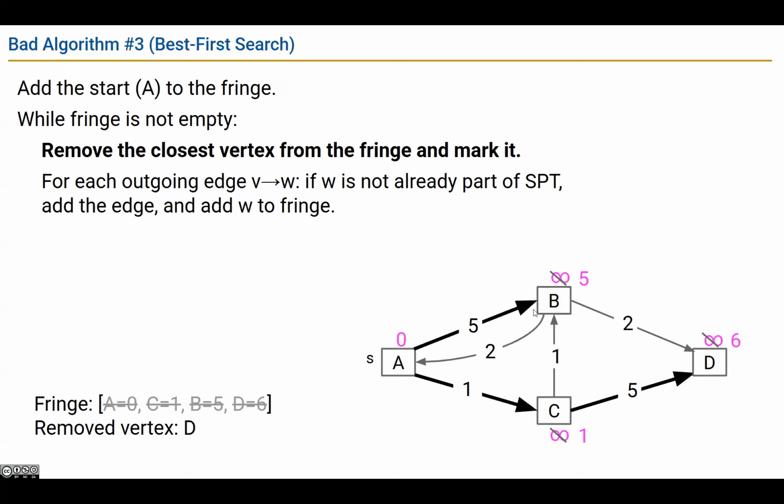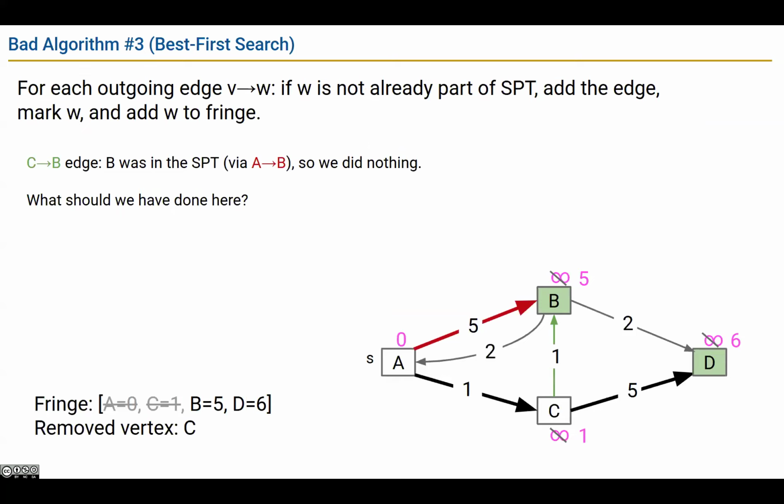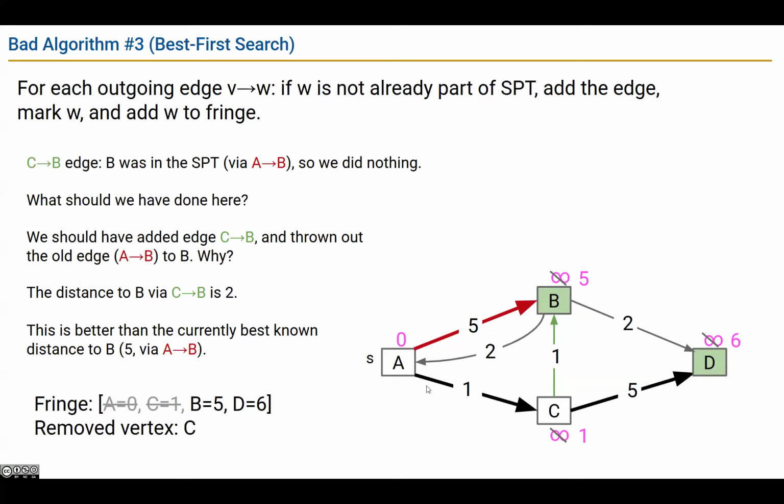Ultimately, we're still running into that same problem from earlier. We didn't look for better paths once we found a path. We said we found a path and then we're done. That is not going to quite work for us because maybe we find a better path later. On the other hand, we did visit the nodes in best first order without creating the dummy nodes. We did end up getting the wrong result. The main issue here is that we took this 5 immediately. We were greedy and we said A to B is going to be the fastest. But in reality, if we'd waited just a bit longer, we would have found this path from A to C to B. And that would have made it better.